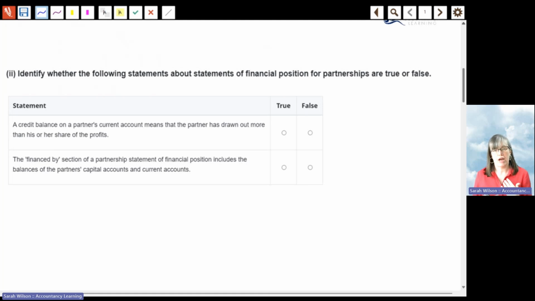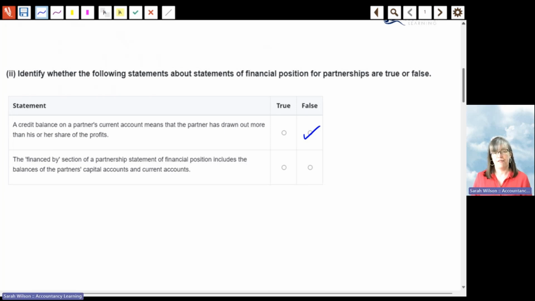So if they've drawn out more than his or her share of the profits, the balance is actually going to be a debit balance, because actually the owner then ends up owing the business. So for this particular statement, it would actually be false, because the credit balance on the partner's current account would mean the business owes the partner money. So therefore they haven't drawn out more than their share of the profit.